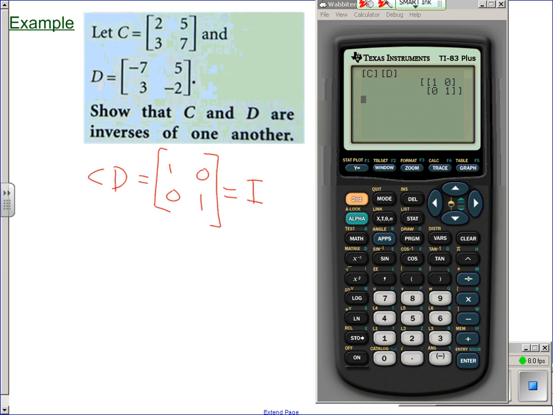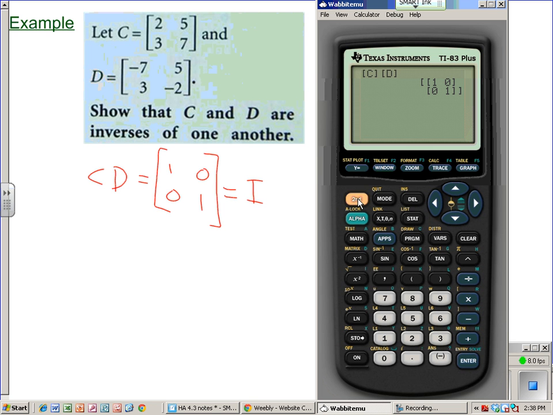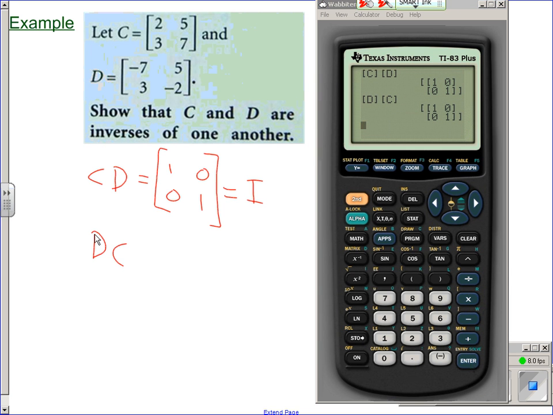That's the identity matrix. But it's got to be the other direction also. It also has to work when you do D times C. When we do that, there it is. D times C equals 1, 0, 0, 1. Also, the identity matrix. So, C and D are inverses of each other. You have to do both of these things to guarantee that it is the identity.